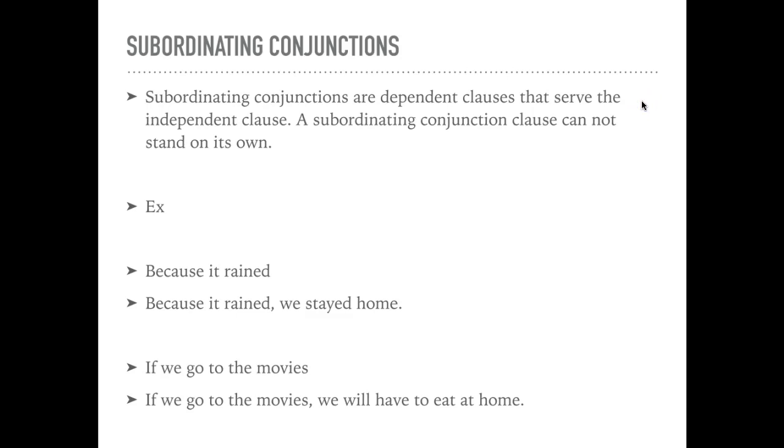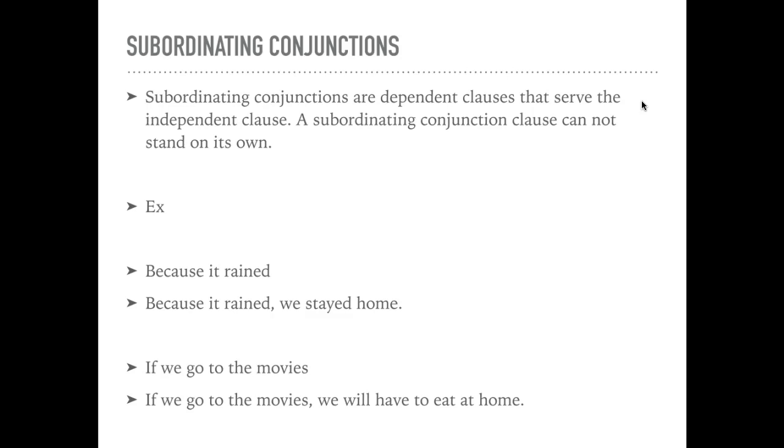Then there are also subordinating conjunctions. Subordinating conjunctions create dependent clauses that serve the independent clause. A subordinating conjunction clause cannot stand on its own. Here's an example. Because it rained. That's called a subordinating conjunction clause because of the word because. So you can add a full and complete sentence to that and make it an acceptable sentence. Because it rained, comma, we stayed home. The part we stayed home is the full and complete sentence. Because it rained is a subordinating conjunction clause.